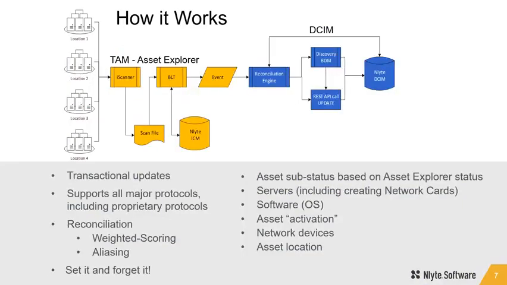So how does it all work? How do the two solutions work, and how do we bring it together? Asset Explorer basically has a scanning technology. Like I said, it's an agentless scanning technology. There's nothing to enable, nothing to install on a target device. Basically, it scans. As it scans, part of its auditing process, it hits a device and captures everything it can. It creates what's called a scan file, which is an audited file of everything that is documented.